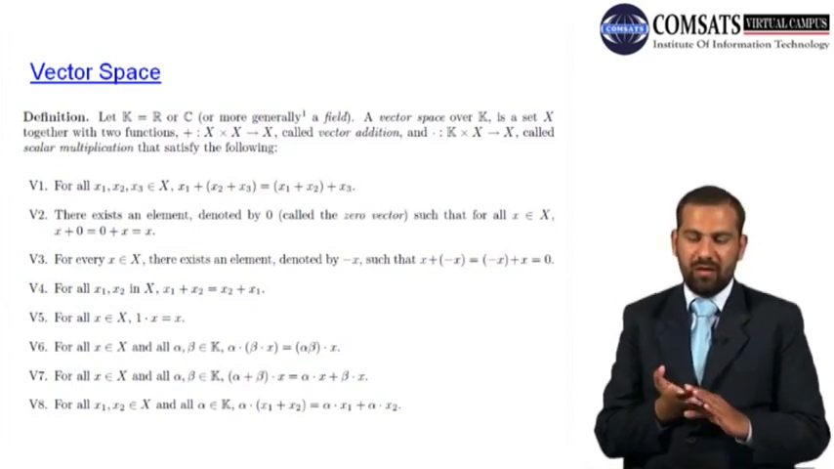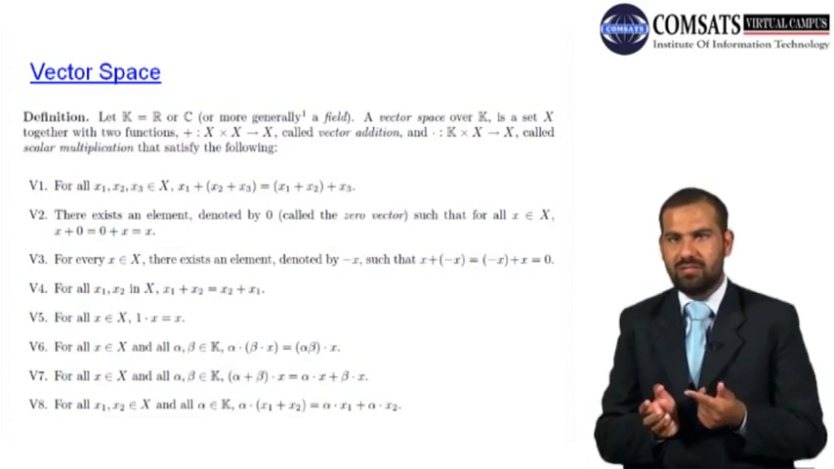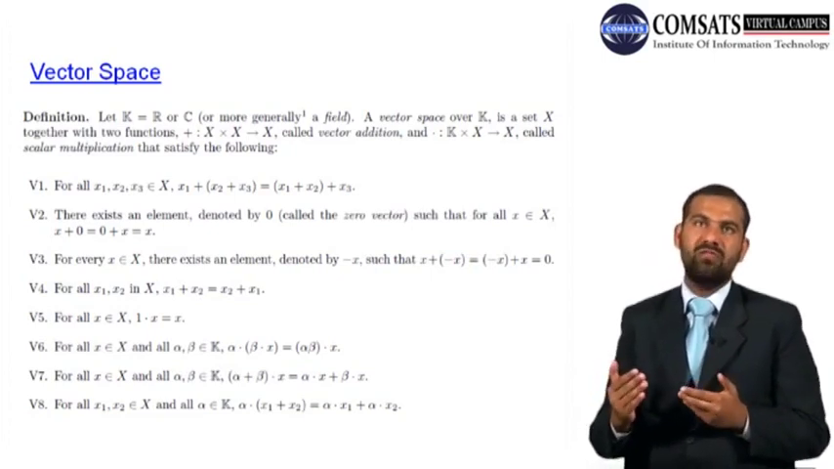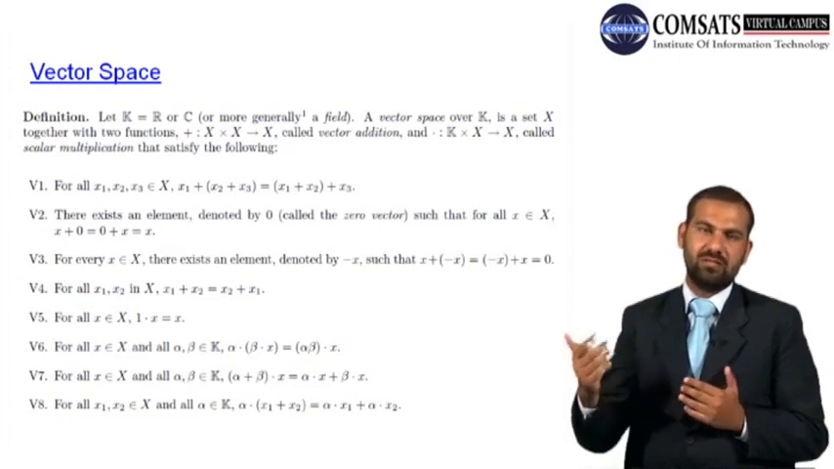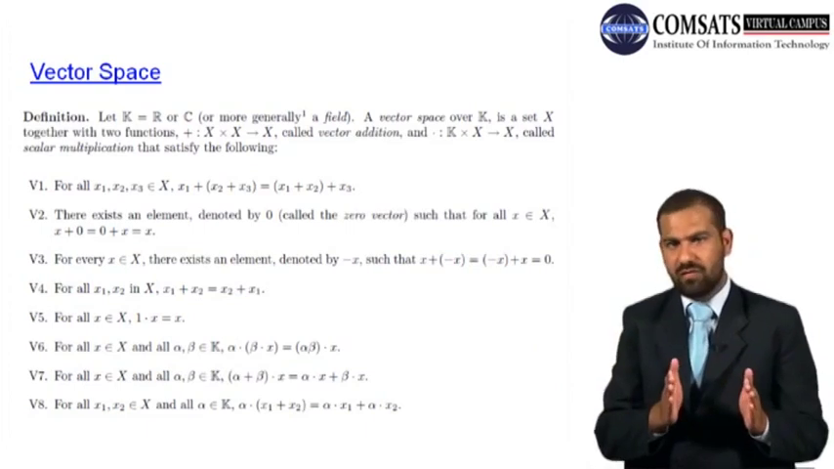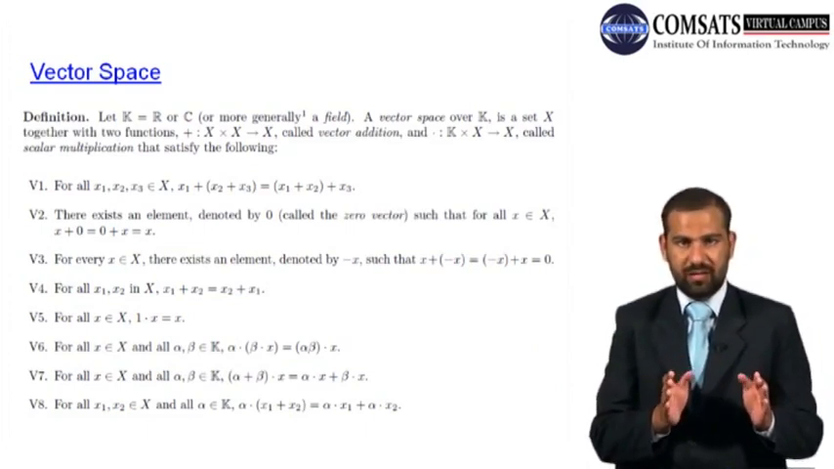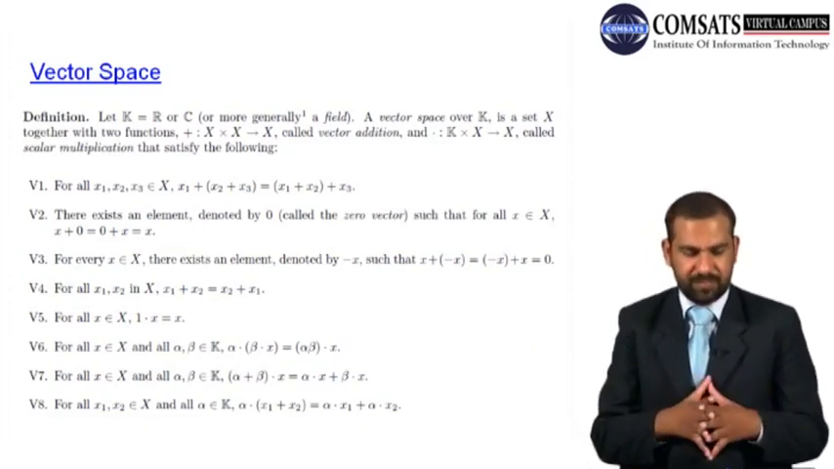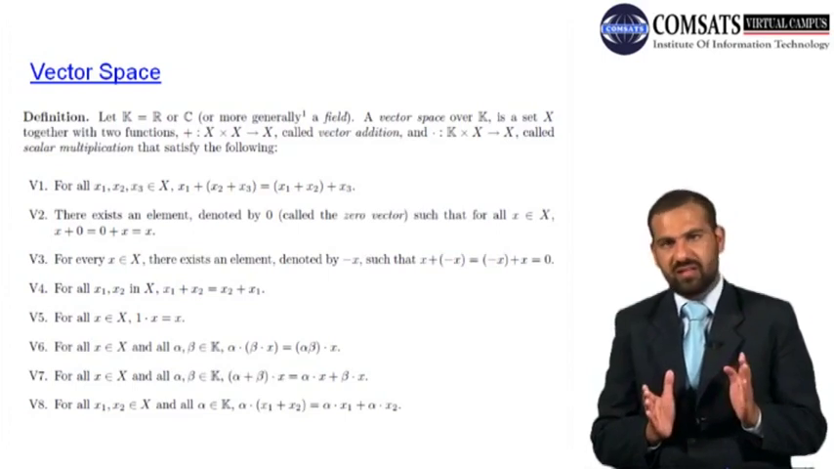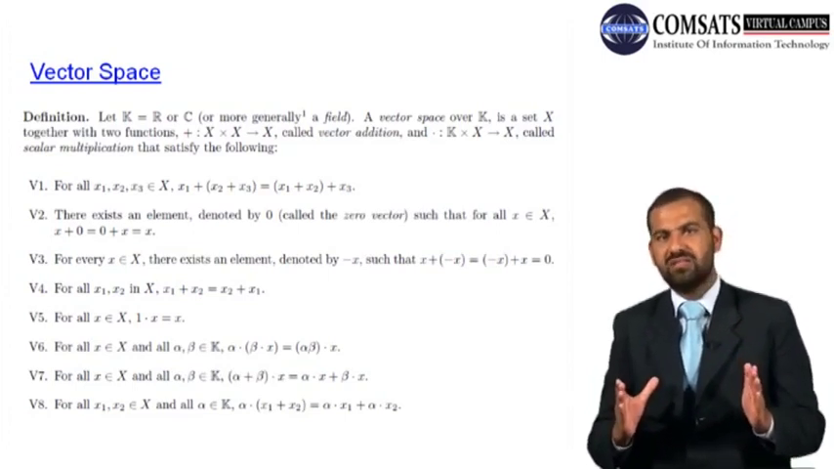So here K may be R or real numbers or complex numbers, and in field extensions sometimes it's R square, sometimes R cube, but in this case we mostly focus on the real numbers, which I think are easier to understand. So if a space satisfies the following 8 characteristics, then we say that it's a vector space.